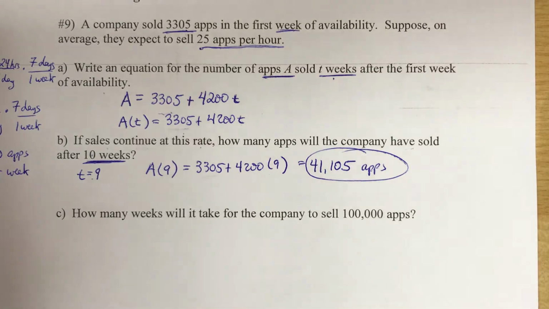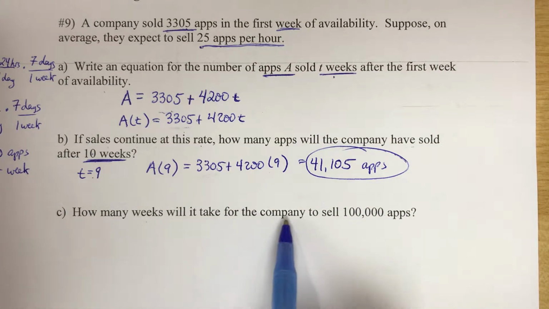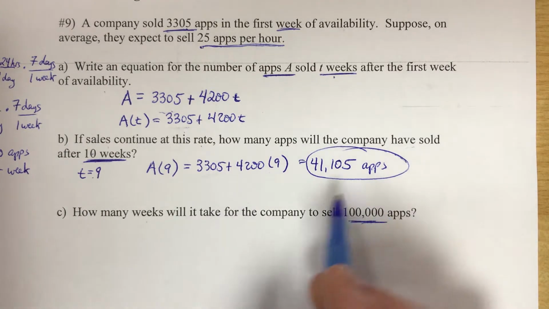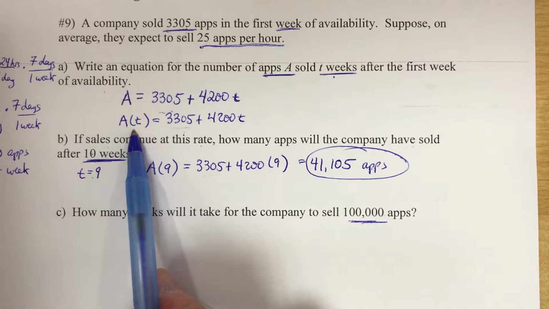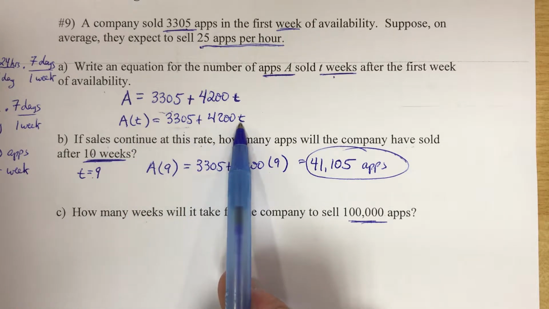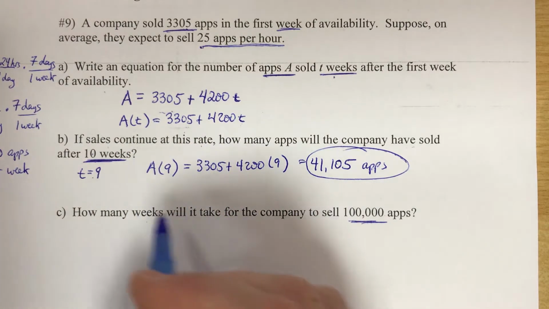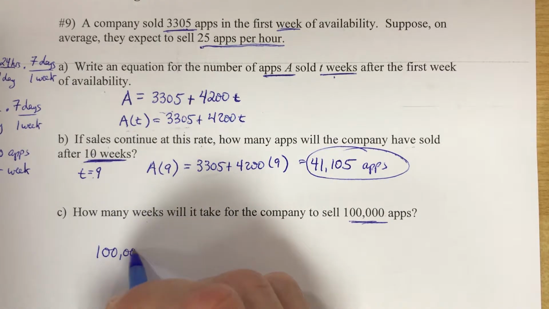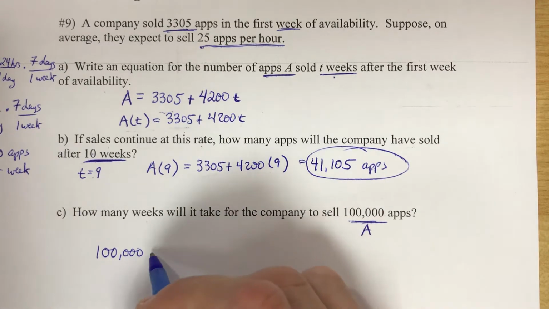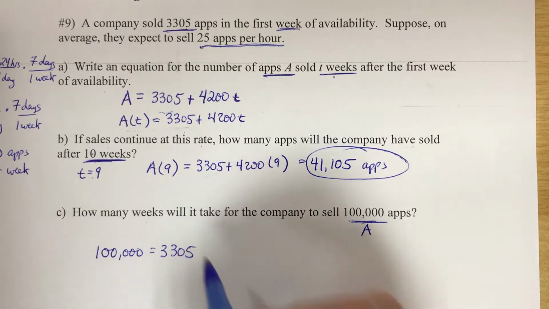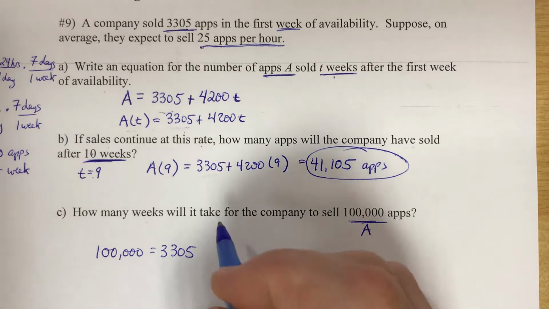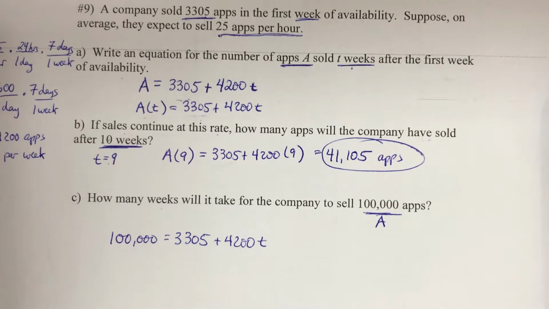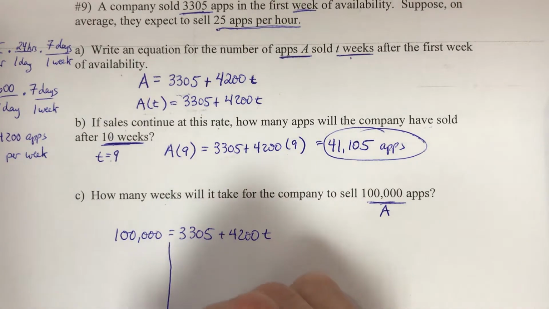Now the last one: how many weeks will it take for the company to sell 100,000 apps? Now they're telling us what the A value is, and we need to find the time it's going to take. So I'm going to take this function, this equation. The A value is 100,000, so that's our A. We know after 1 week is 3,305 plus 4,200. We don't know the time yet. We don't know how many weeks that's going to be, but we can solve this equation.